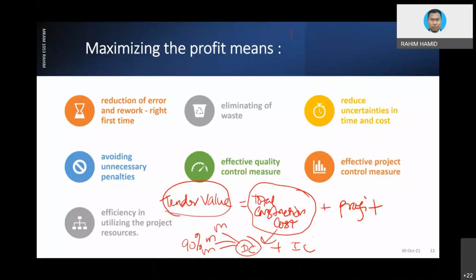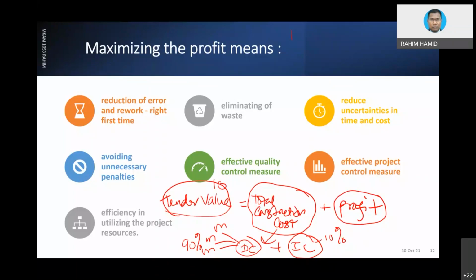And then indirect costs. Indirect costs would be the management costs, the overhead costs, where you need to set up a site office. You need to do safety and health as well. Project monitoring is there. All kinds of utility bills, everything is there. This is what we call indirect cost, might be around 10%. So that's what total construction cost means. On top of that, the rest will be your profit. Let's say the tender value could be 10 million.